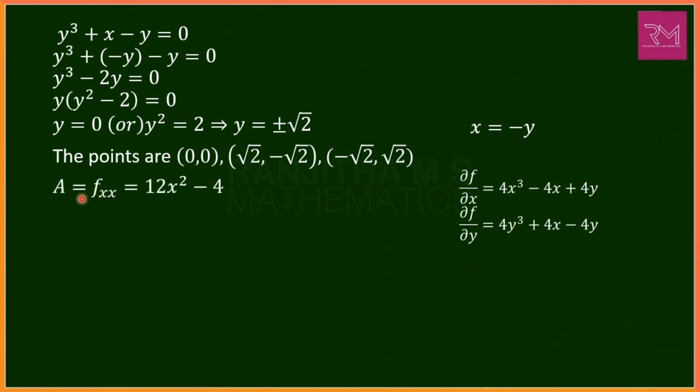Hence, we get the A value, ∂²f/∂x². We have to differentiate this term partially with respect to x. That becomes 4 into x³, whose differentiation is 3x². Hence, we get 12x² − 4. This is our A value.